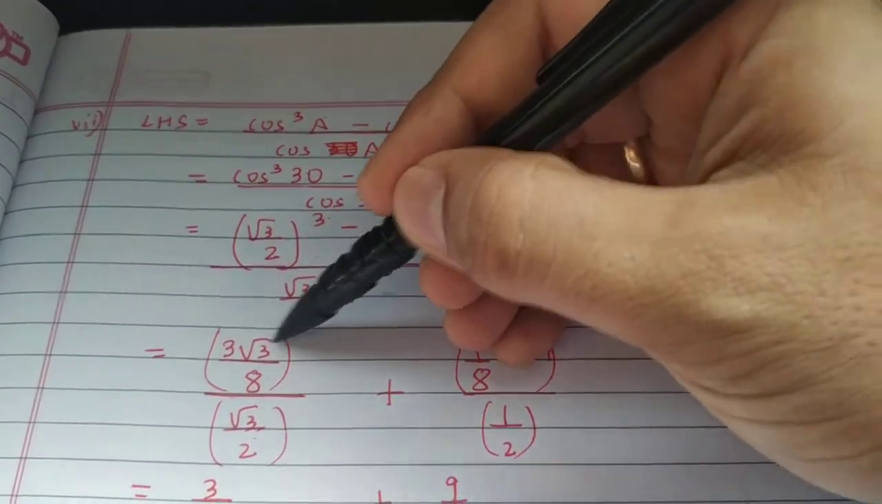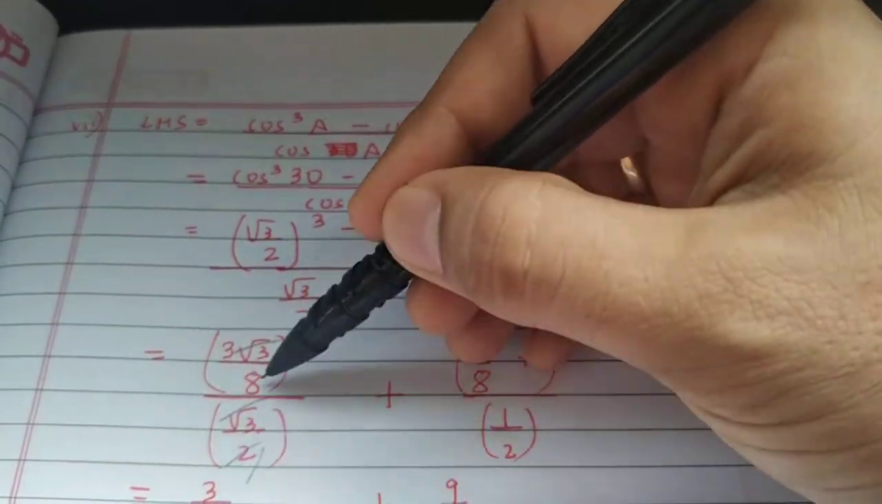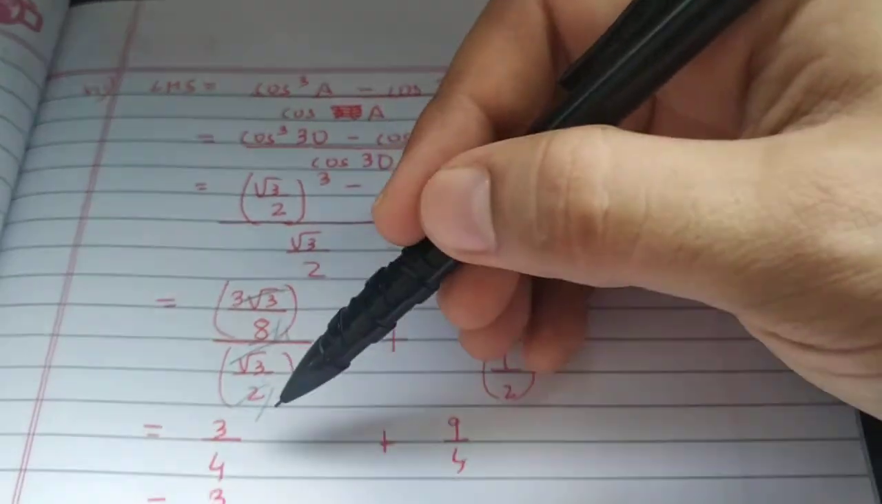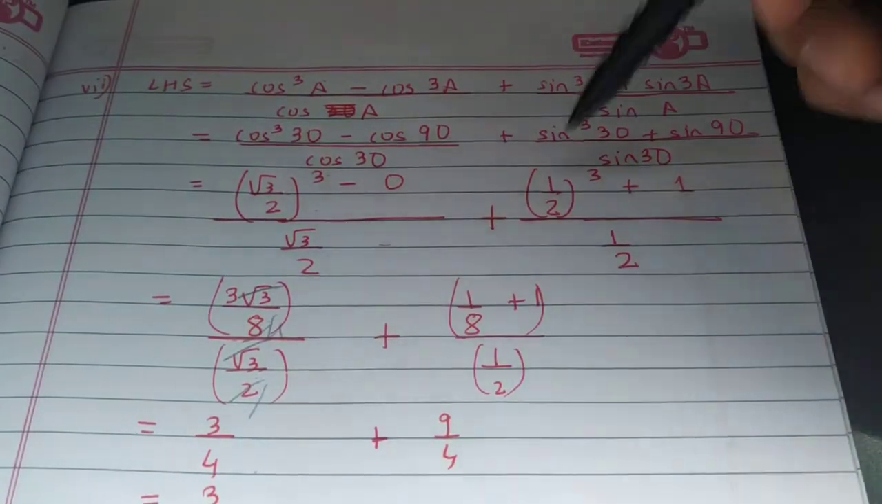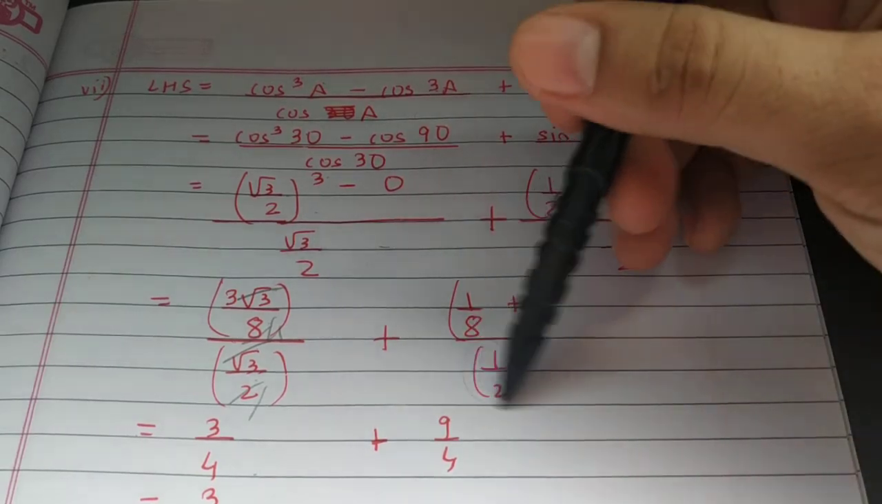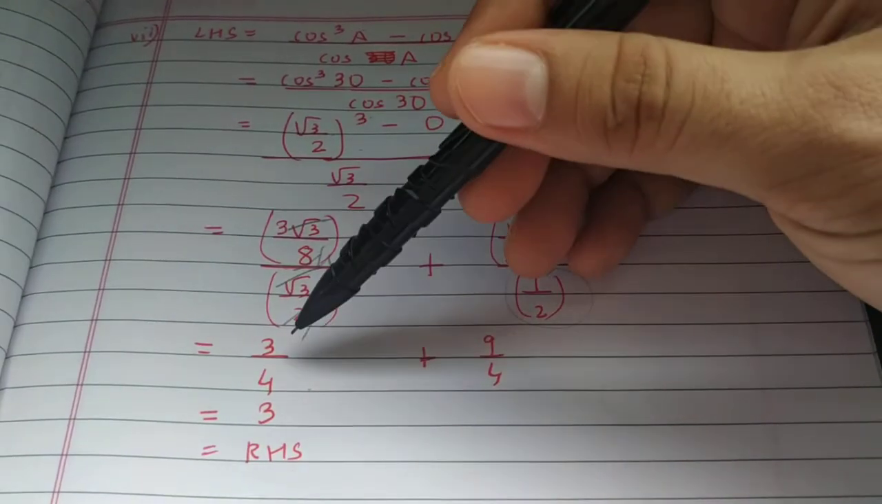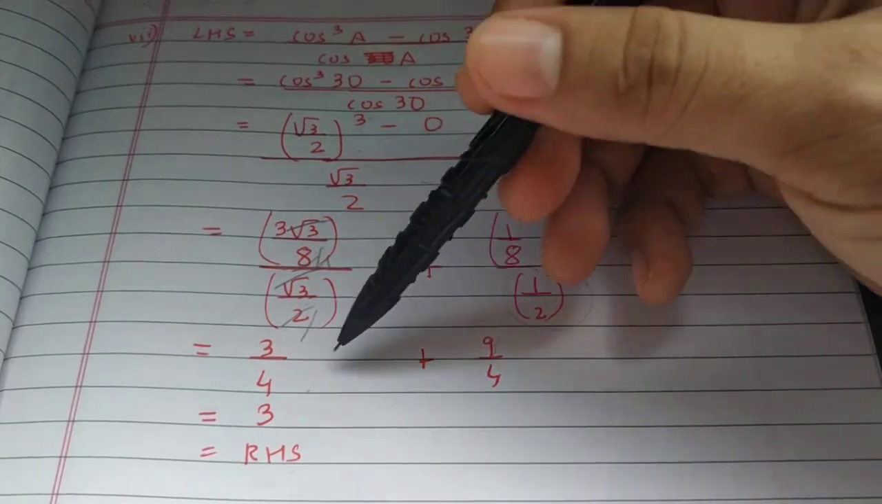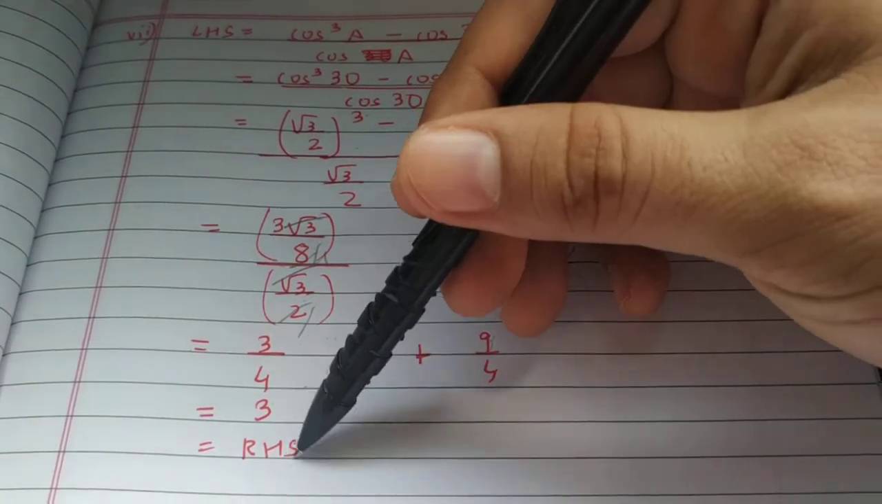So root 3 and root 3 gets cancelled. 2 1s are 2, 4s are 4. So finally what is left is 3 upon 4. Do the calculations yourself, don't copy. And even here find the LCM and divide with this fraction. You get this answer. Finally, they come together to become 12 upon 4. 12 upon 4 is 3, which is the RHS, hence proved.